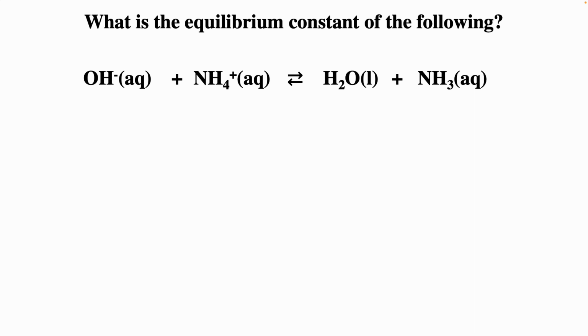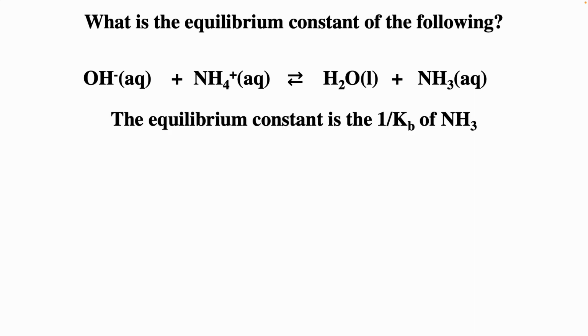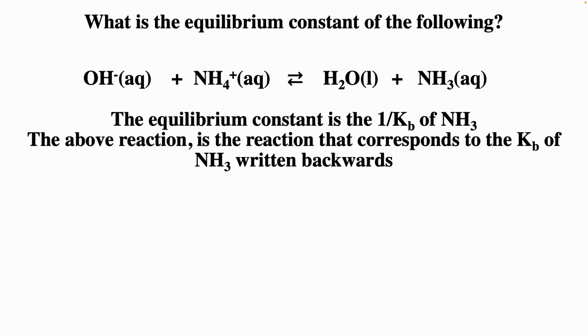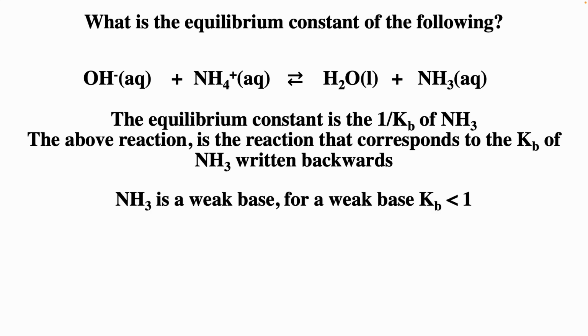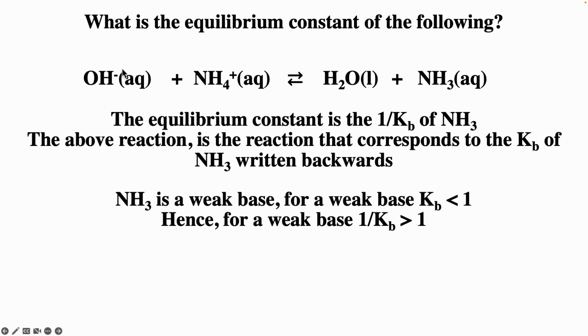So what's the equilibrium constant for this reaction? We have hydroxide ion, and so that makes us think about 1 over Kb. Remember, for Kb, the hydroxide will be a product. Here we have it as a reactant, so it's going to be 1 over Kb. If we look on the other side of the hydroxide, we have ammonia, so it's 1 over Kb of ammonia. Ammonia is a weak base, so Kb is going to be pretty small, and so 1 over Kb is going to be large. So the equilibrium constant for this reaction is going to be pretty large.